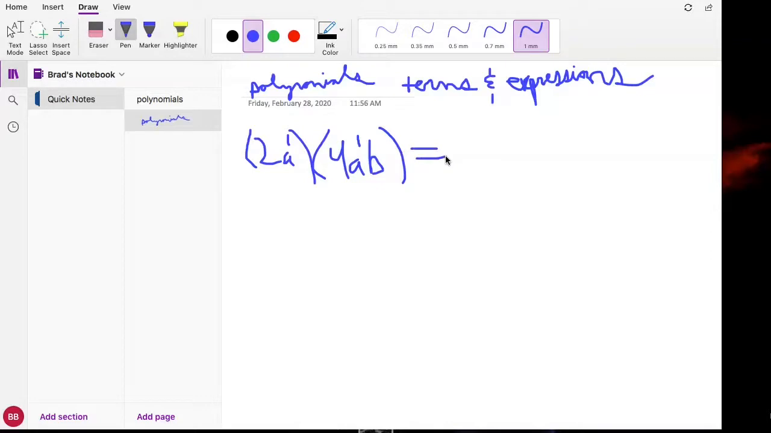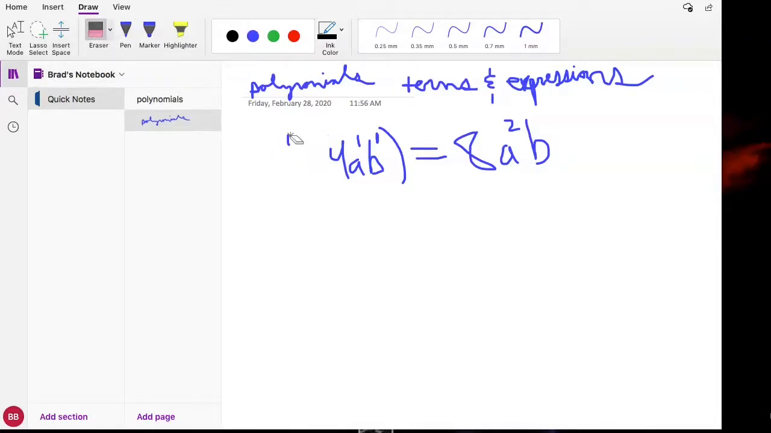We multiply the numbers: 2 times 4 is 8, and a to the first times a to the first, we're just combining like terms. A to the first times a to the first is a squared. All I did there was add up 1 and 1. Then we have a b sitting here by itself. There's no b in the first part, and b to the first and b are the same also. 8a squared b, and that's our first one. Pretty straightforward. Just know that we add exponents when we multiply them.